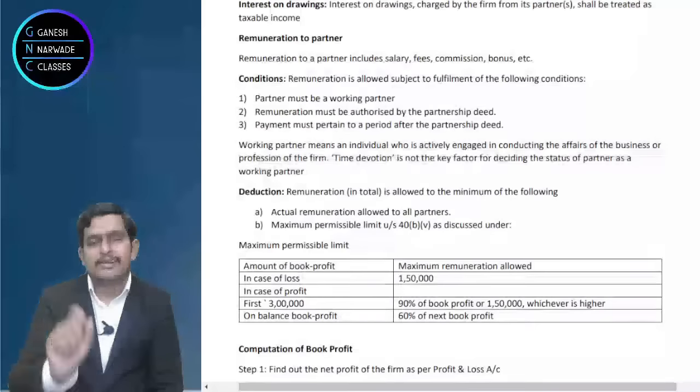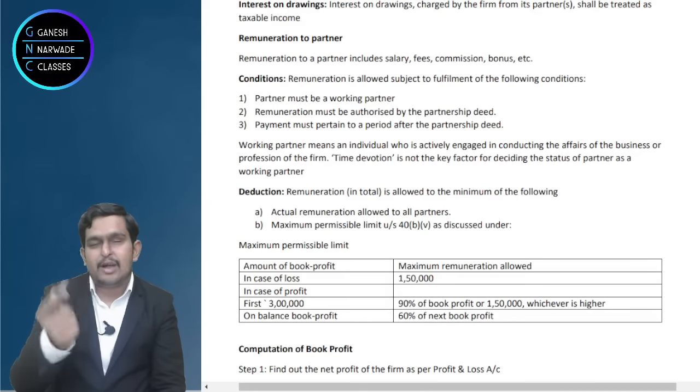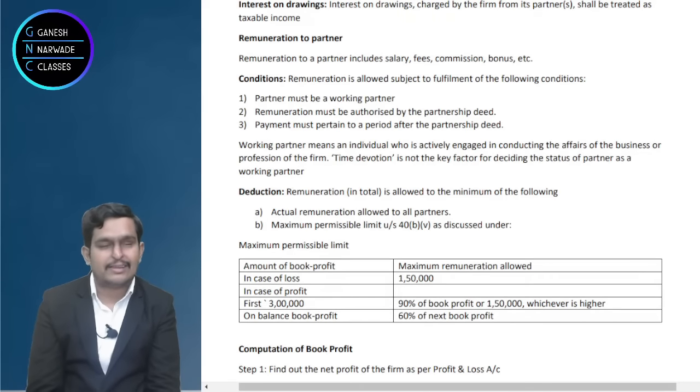Okay. Shall we discuss about remuneration? Now we have to discuss about the remuneration to the partners. Now when I say remuneration, you should understand that remuneration may be salary, it may be fees, it may be commission, it may be bonus paid to the partner. So remuneration basically means salary, commission, fees, bonus paid to the partners.